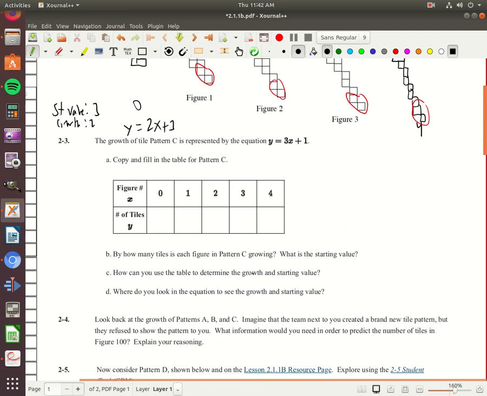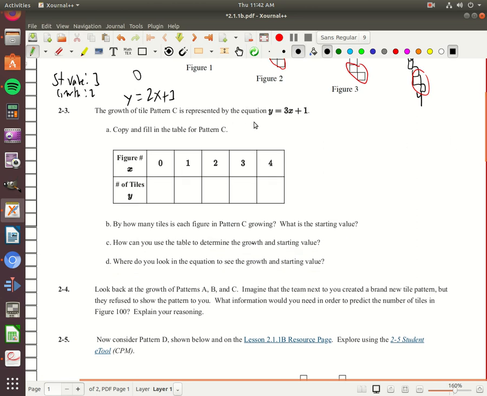All right. The growth of tile pattern C is represented by the equation y equals 3x plus 1. So fill in the table for this one. So if I plug a 0 in, 3 times 0 plus 1, 0 plus 1 is 1. If I plug in a 1, 3 times 1 is 3 plus 1 is 4. If I plug in a 2, 6 plus 1 is 7, 10, and 13. And it makes sense. You can see my starting value is 1, just like we talked about. And you can see my growth is 3. So that makes a lot of sense.